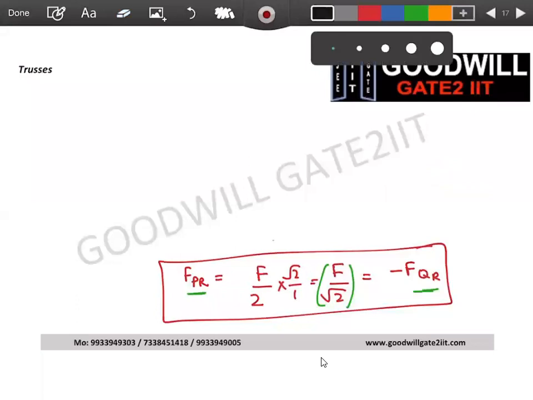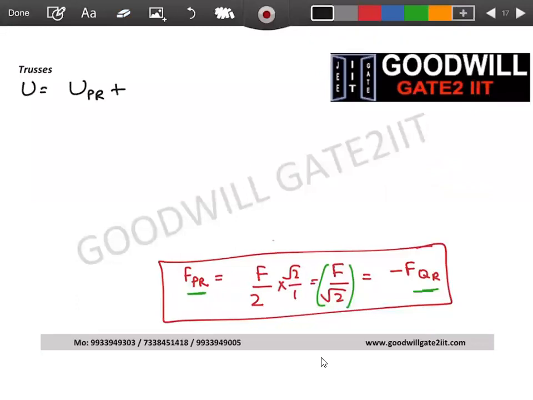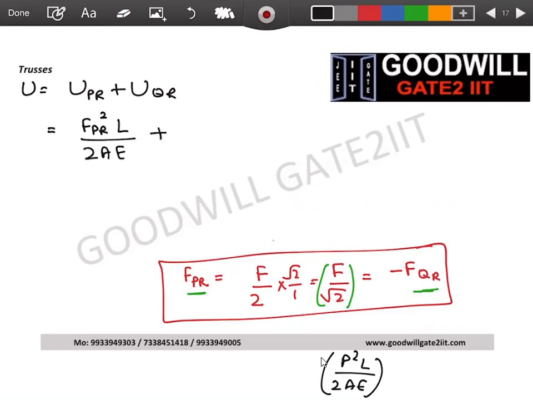All right. So what is total strain energy, guys? Total strain energy is stored in both the bars. And each bar's formula is P square L divided by 2AE, where P is the load acting on that particular bar. So first, the load acting in PR, whole square, into length. Now this is the catchy part. Let me keep it over 2AE, plus the force acting in QR, square, L divided by 2AE.